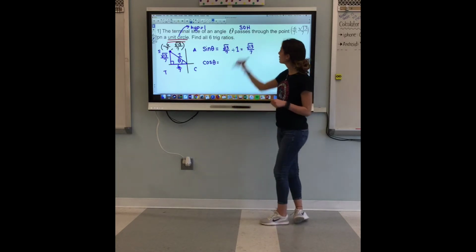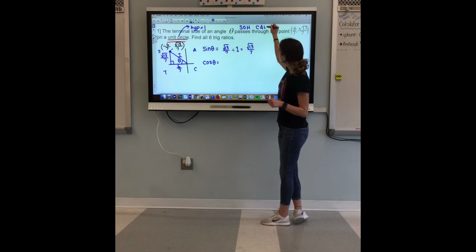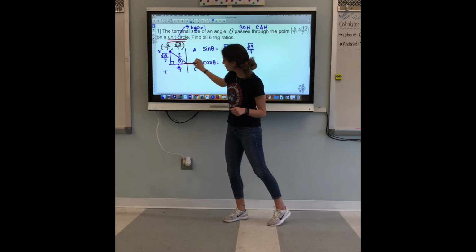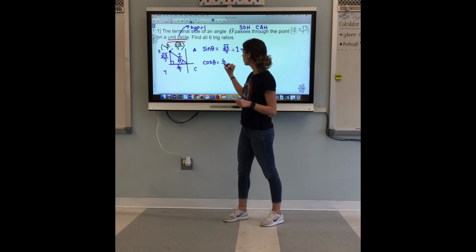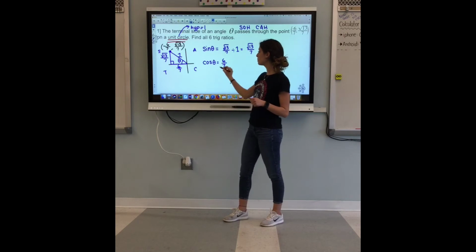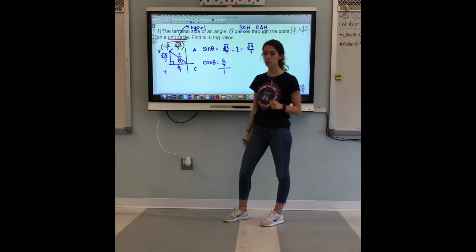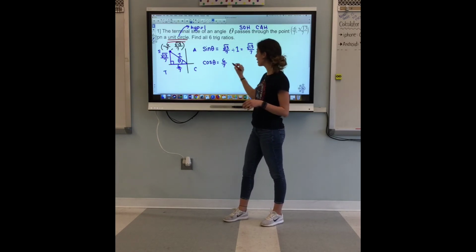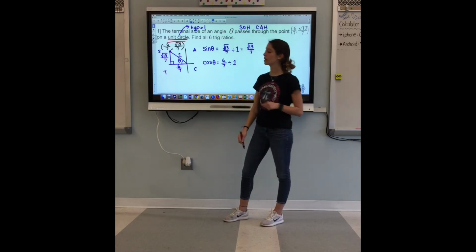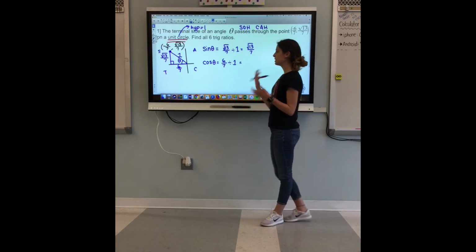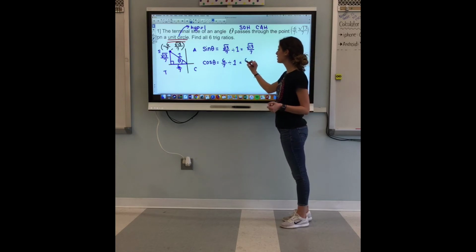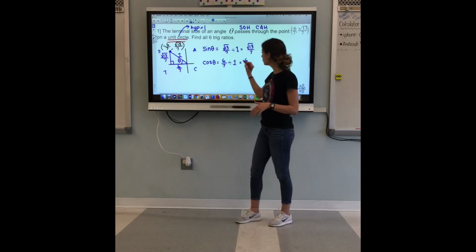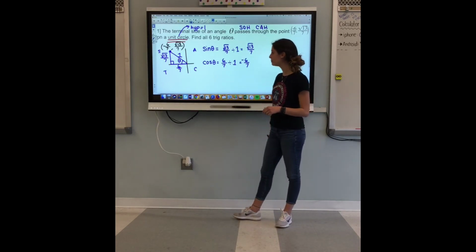So to find cosine of theta, you use CAH. So adjacent over hypotenuse. The adjacent side of theta is 6 over 7, and it's going to be over the hypotenuse, which is 1. But again, if you don't like writing a fraction divided by another fraction, you can always do it like this. Okay? 6 over 7 divided by 1 would just give us the 6 over 7. This is in the second quadrant, so only sine is positive, which tells us that cosine has to be negative.